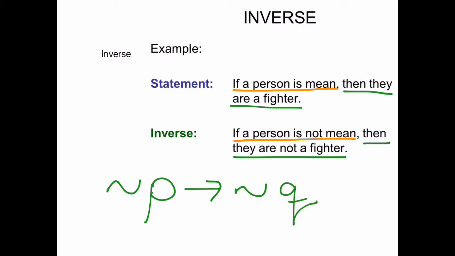Your practice has one of these. One of the questions says that the conditional statement is if an angle is a right angle, then it measures 90 degrees. And they want to know if the inverse is if an angle is not a right angle, then it does not measure 90 degrees. And that would be an accurate inverse.